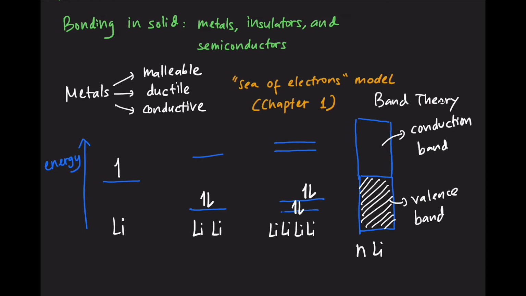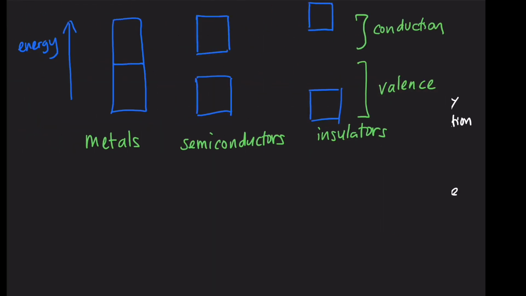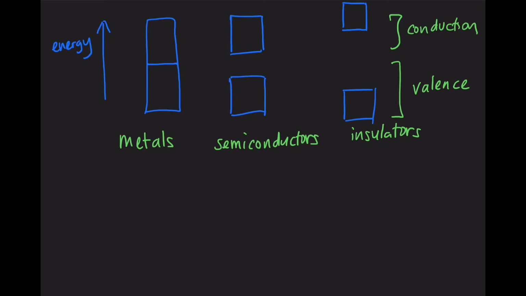Now, the relation between band theory and conductivity is as follows. For a compound to be conductive, that means the electron should be able to excite from the valence band to the conduction band. And we can see in metals such as lithium like this, the valence band and the conduction band are very close together. They're very much adjacent to each other. So the electrons will very easily jump from the valence band into the conduction band, resulting in a conductive material.